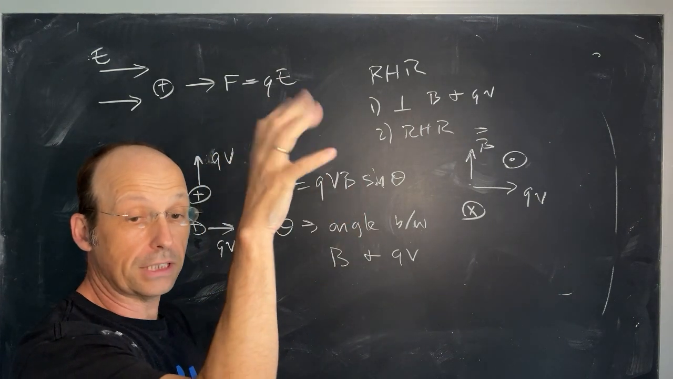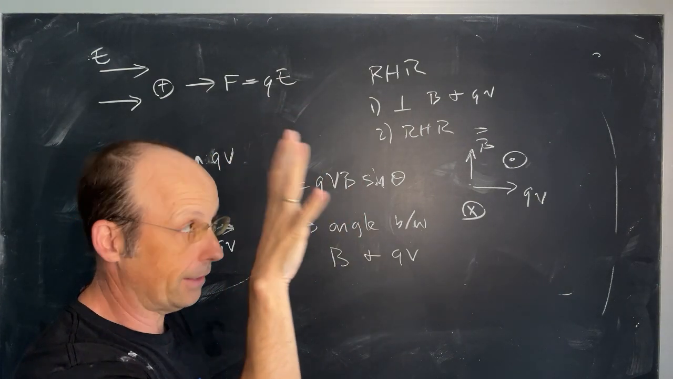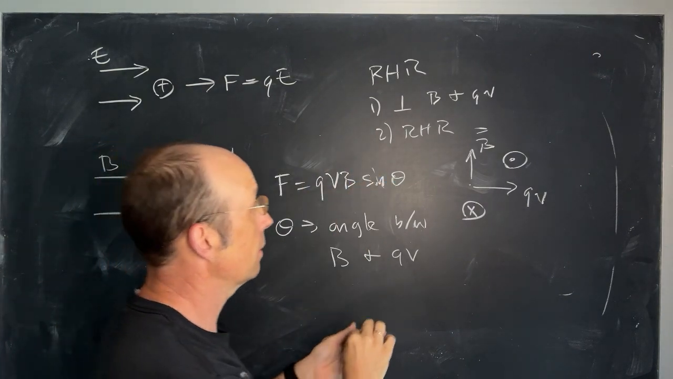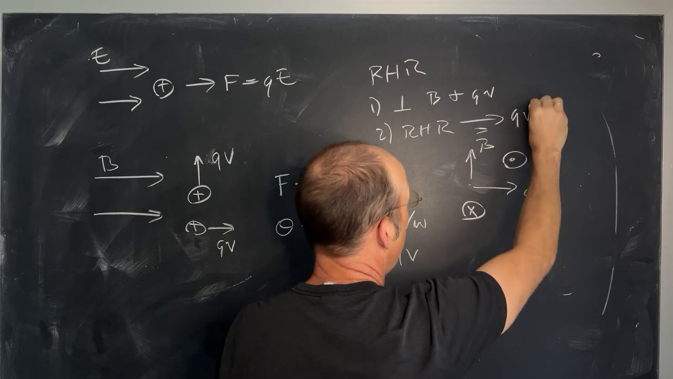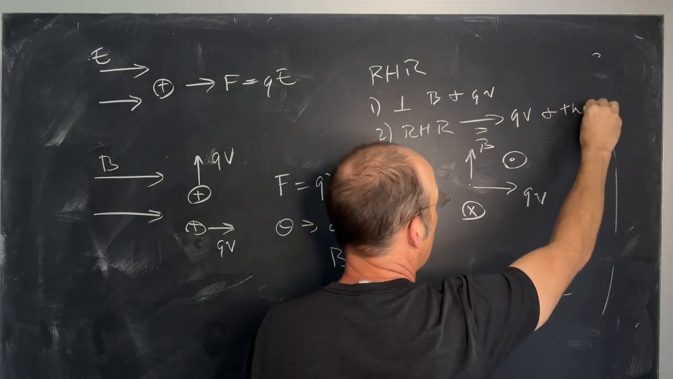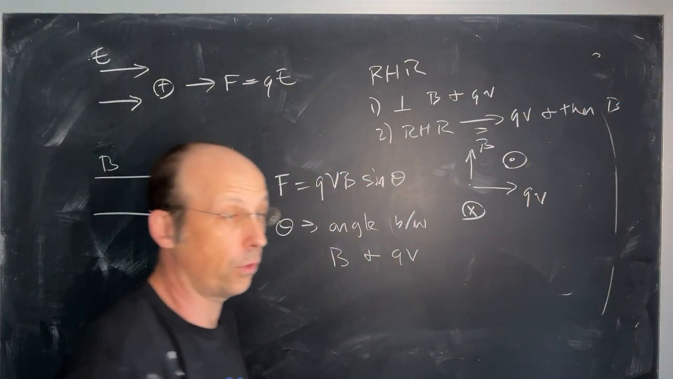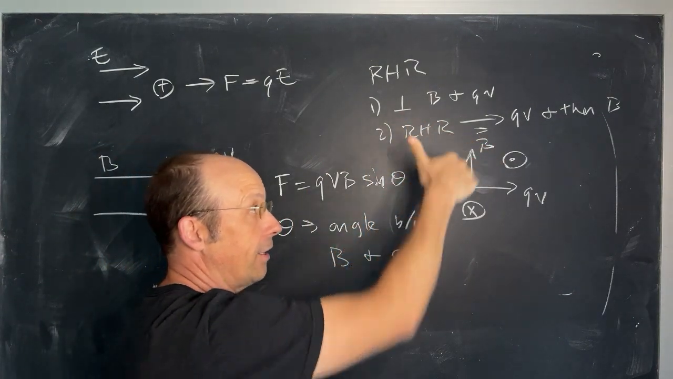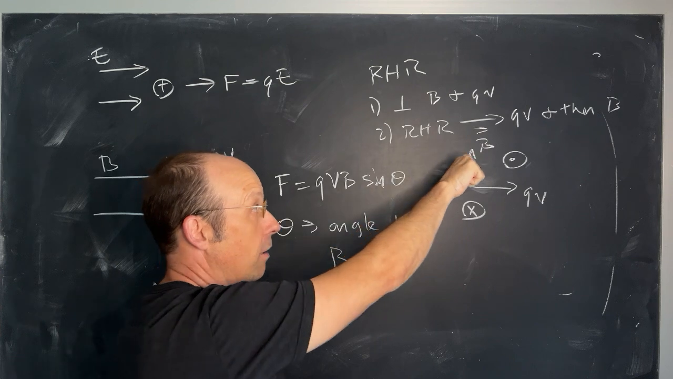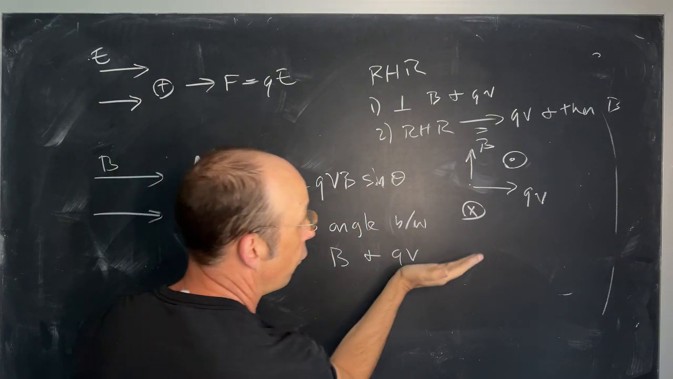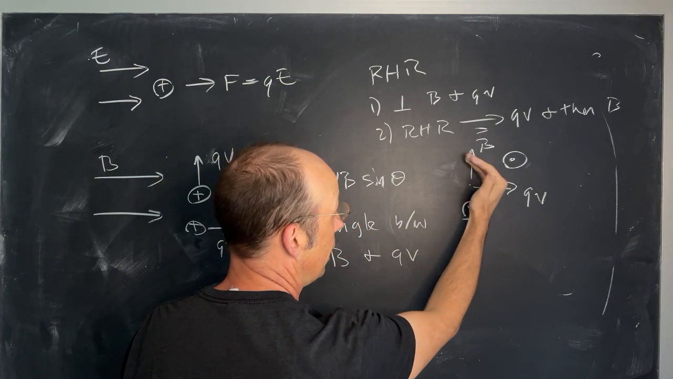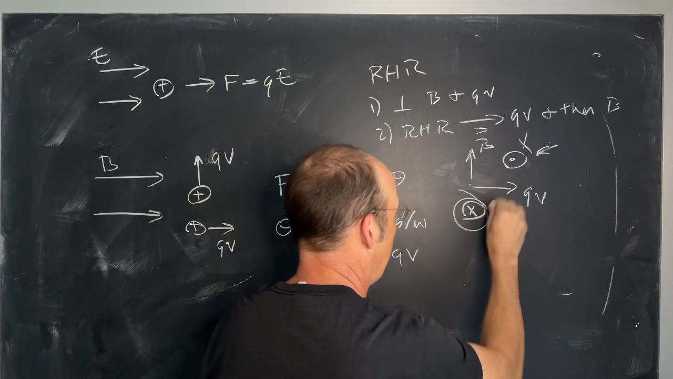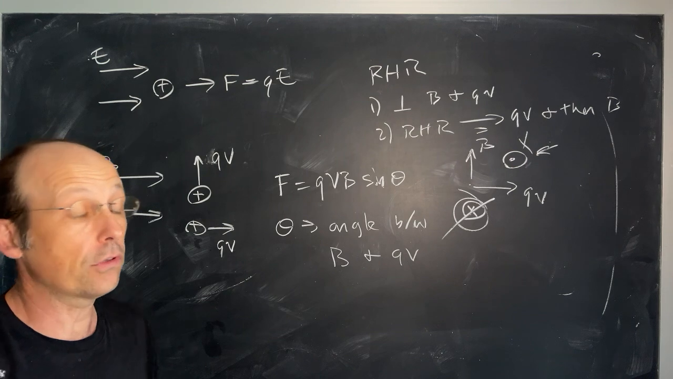So the right-hand rule says take the fingers of your right hand, and if your fingers cross through QV and then B, that tells you the force. So if I go this way, see my fingers are going through B and then QV, and my thumb is pointing into the board. So that's not it. If I go from QV this way, I cross QV and then B, and I get that. So this is the answer. It's not that one. So that's how we use the right-hand rule.